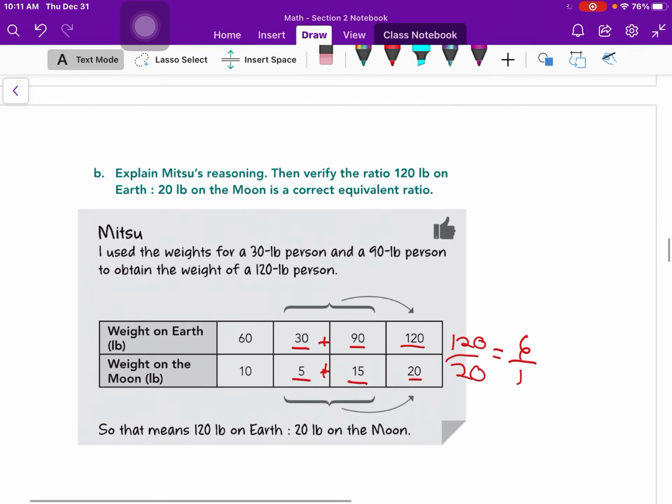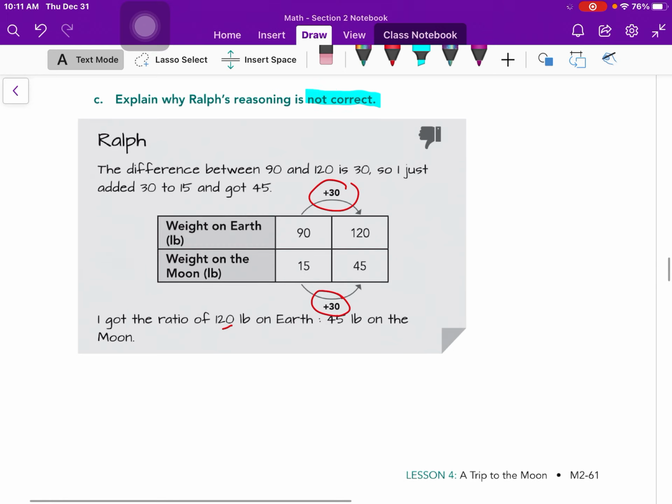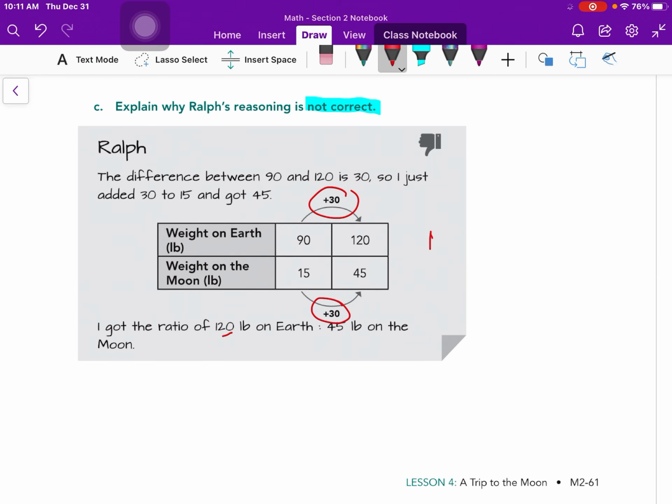Well, I know definitely I can multiply. This part I added, but I combined ratios together to make a new ratio. I'm not combining ratios on this one. I'm simply just looking for an additive pattern. But I know that with ratios it has to be multiplicative. So I don't think it works.